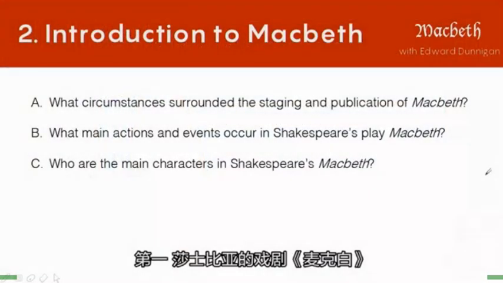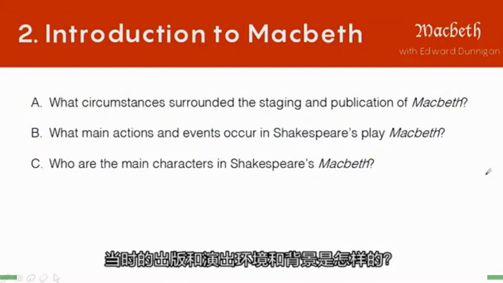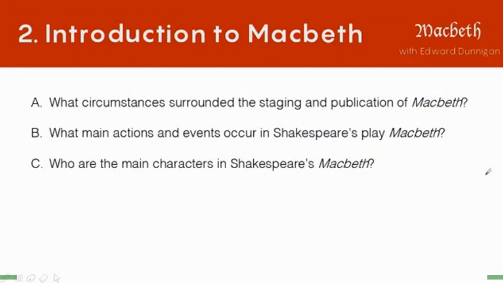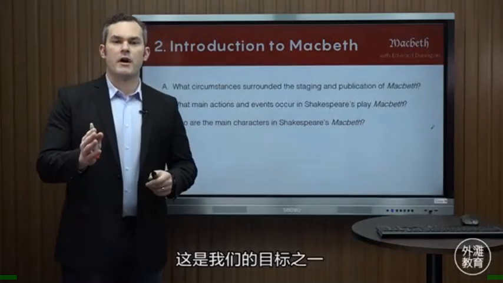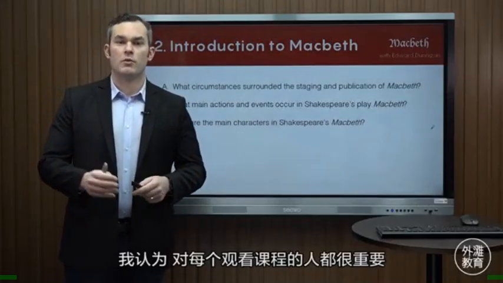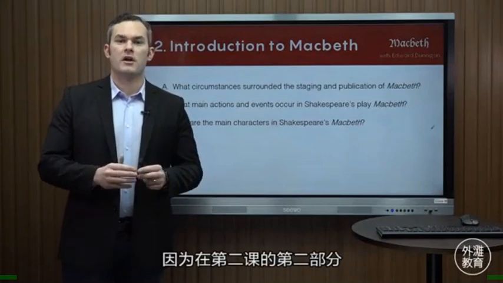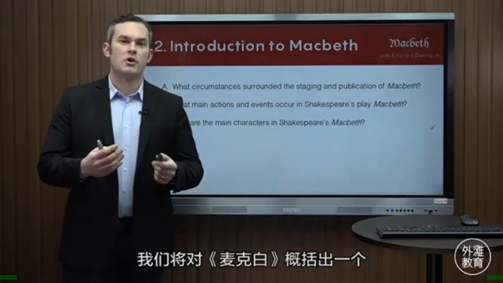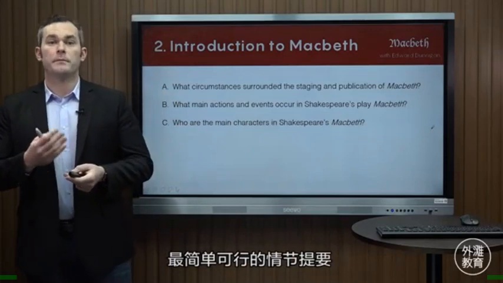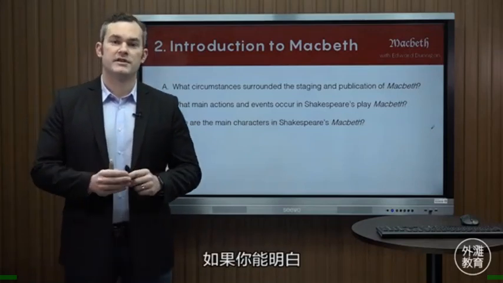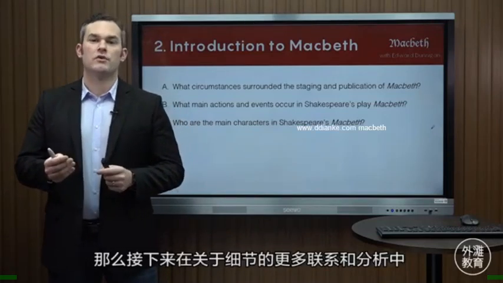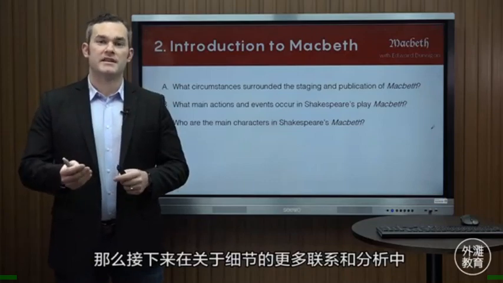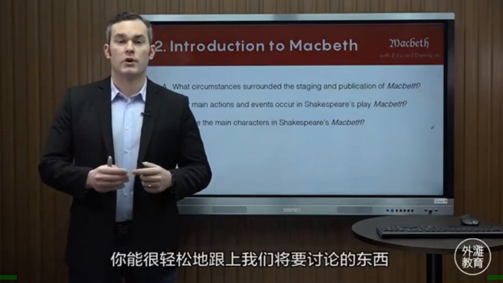What are the circumstances that surround the publication and the staging of Shakespeare's play, Macbeth? What main actions and events occur in Shakespeare's play, Macbeth? And this is one of our objectives that I think is going to be crucial for everybody watching the course, because in this second part of our second section, we're going to be summarizing in the simplest way possible the plot of Macbeth. And if today you can understand this very simple and easy summary of Macbeth's plot, then later when we do a more detailed synopsis and an analysis, you're going to have an easier time following what we're going to be talking about.